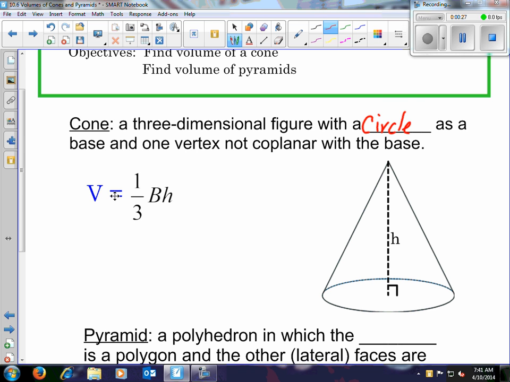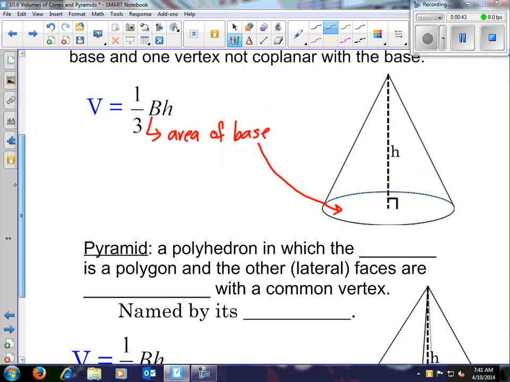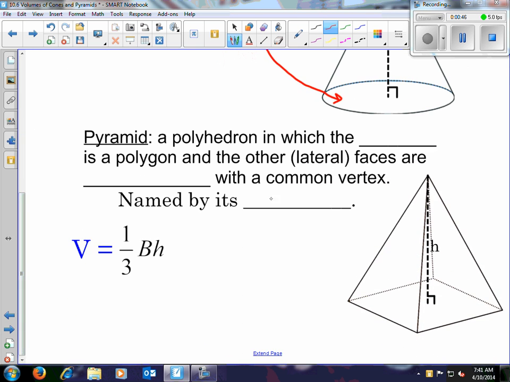Now our formula for volume is volume equals 1/3 capital B times H. And remember our capital B stands for area of base. And in this situation, our base is a circle. Okay, a pyramid is a polygon in which the base is a polygon and the other lateral faces are triangles with one common vertex. Name by its base.